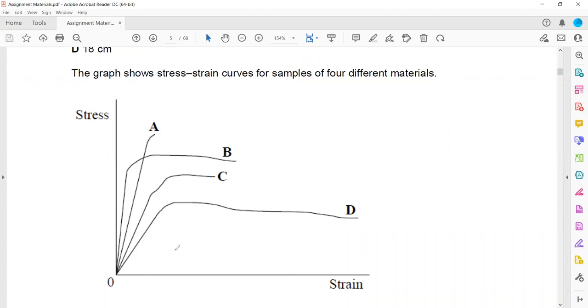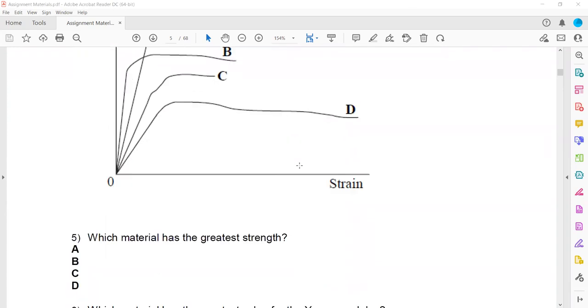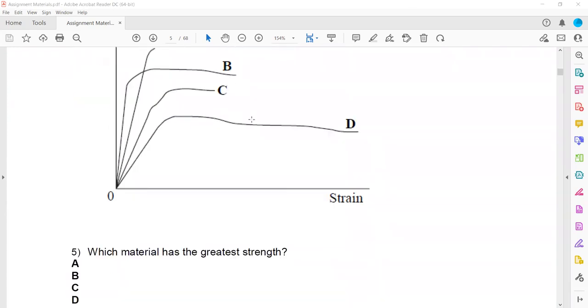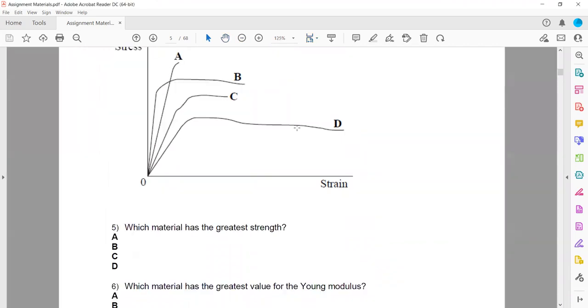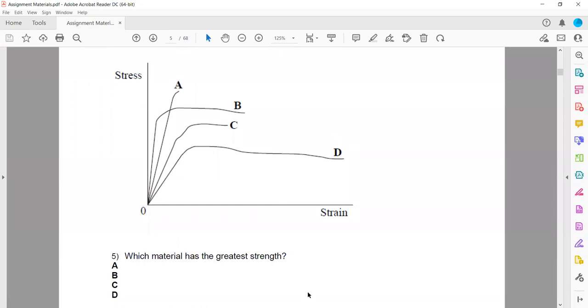Which material is malleable, easily ductile? In that case, D is malleable or ductile easily. Which material has a greater strength? Greater strength means which needs a greater amount of force to break down. Which material needs a greater amount of force or stress to break down? It will be A. So A is the strongest material.